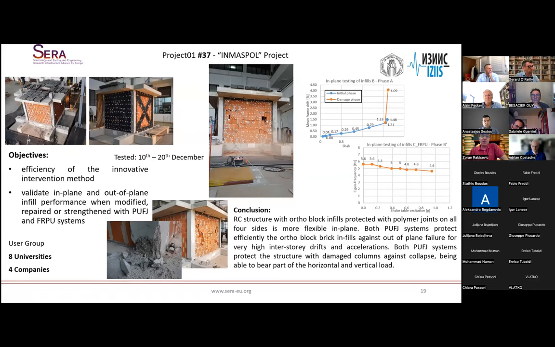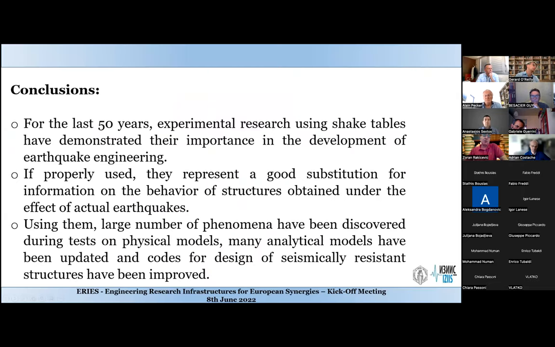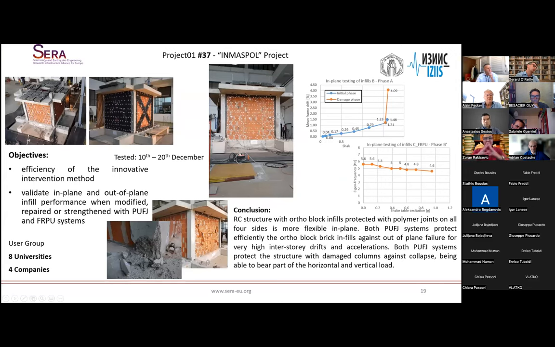That means the four user groups are available to apply for the projects. The same as Antonio said, at LNEC one project should last between 6 and 9 months, starting from scratch, from the preliminary design.